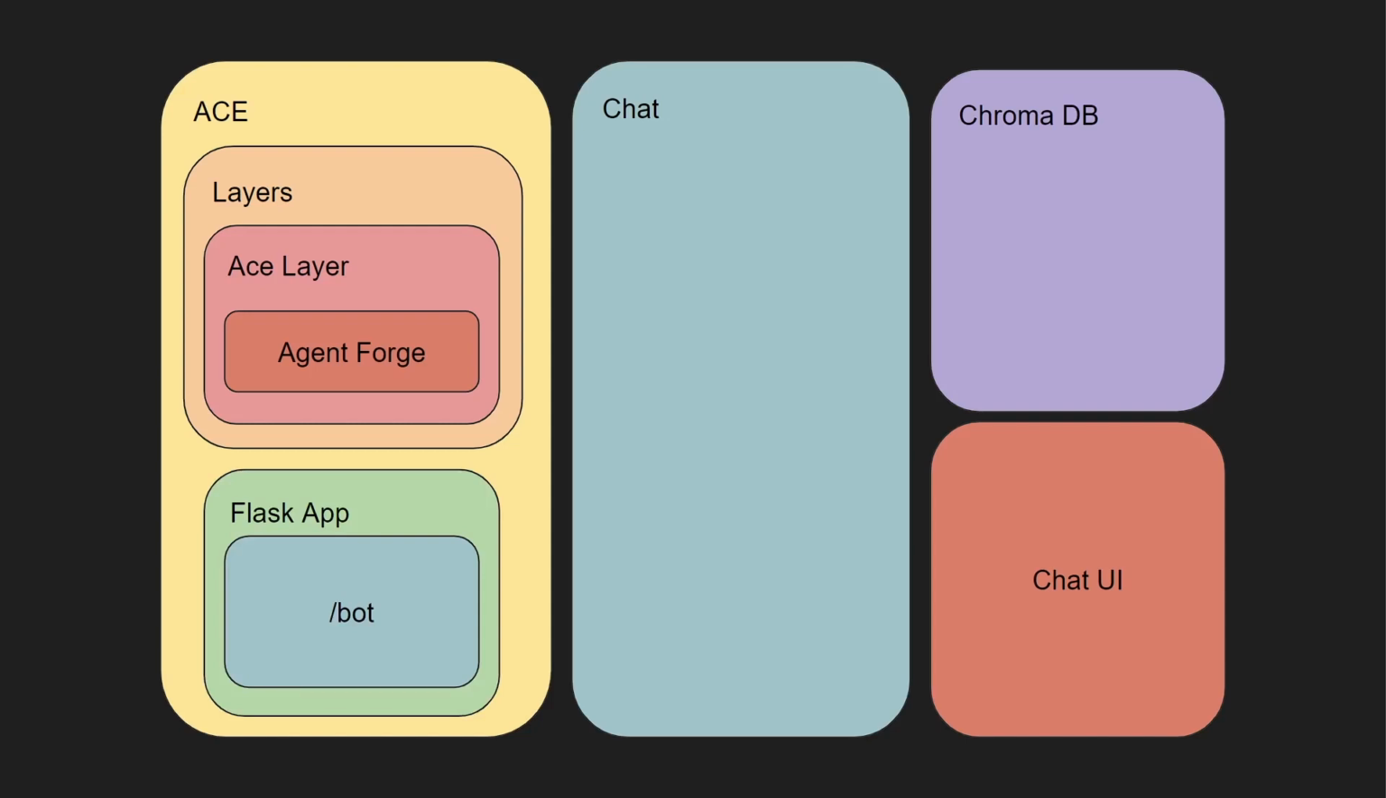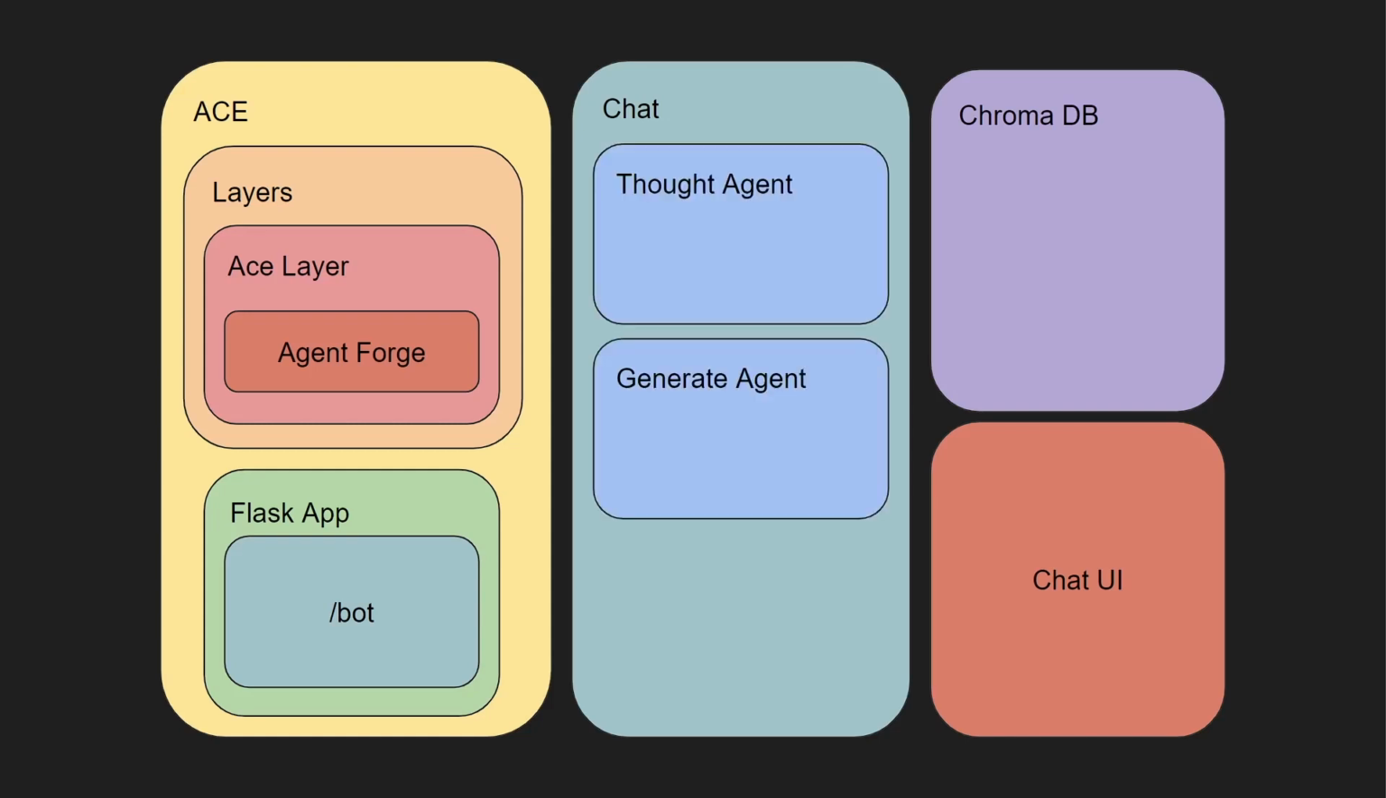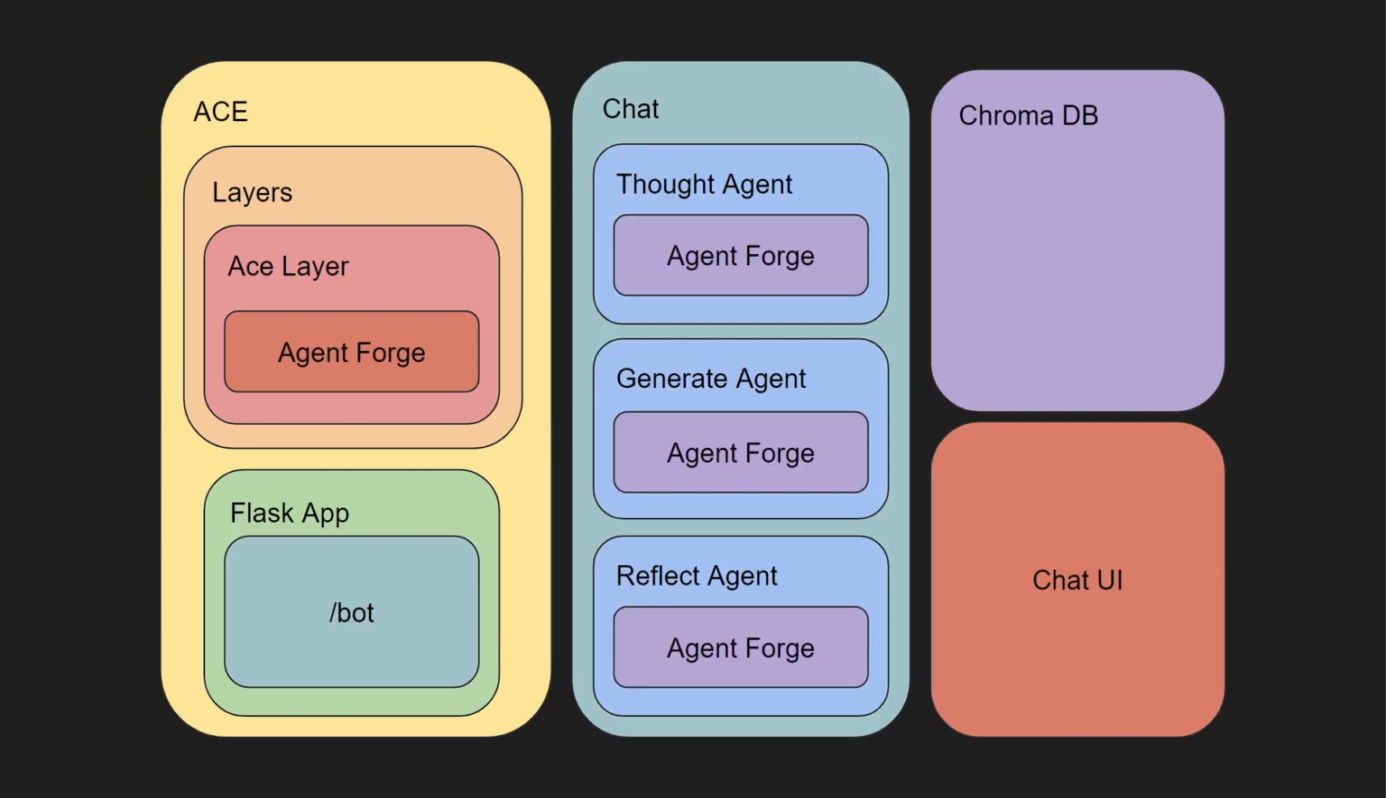Now, the chat module is what is used by the agent layer to empathize and reflect about what should be said about the messages sent in. It does so by using a combination of the thought, generate, and reflect agent. Each agent inherits from the AgentForge agents, once again using it as the main driving force for the prompt generation. The ChromaDB is the vector DB of choice that is used to store the bus messages. And finally, the chat UI, not to be confused with the chat module, acts as the medium that allows for the user to input messages into the ACE framework and for the ACE framework to output to the user.